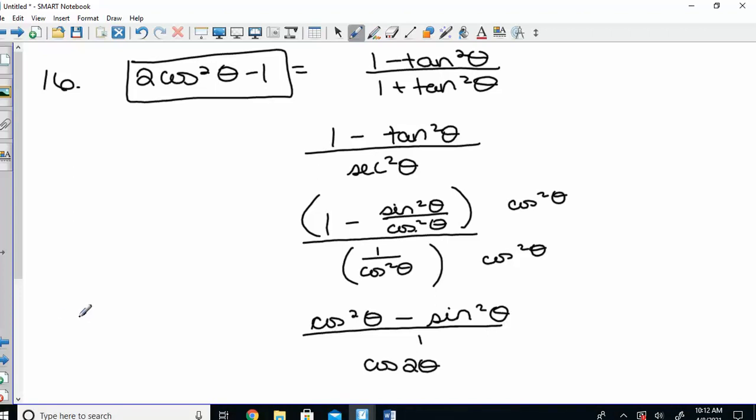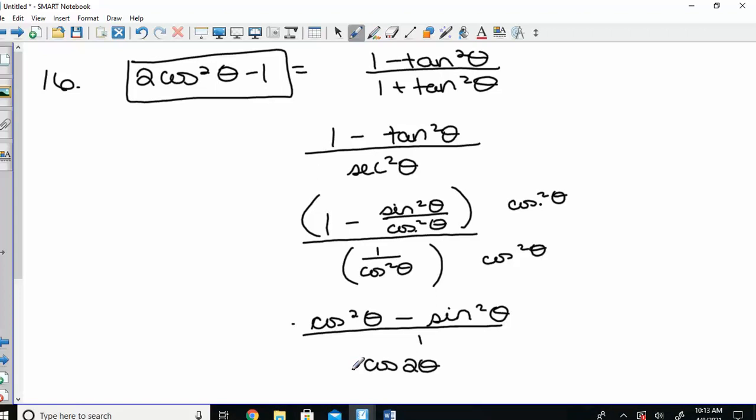Wait, what did you just do before that? After cosine squared theta minus sine squared theta, the denominator just cancels, so it turned into 1. And then this was the first double angle formula from yesterday. So that turned into cosine 2 theta. You're welcome.